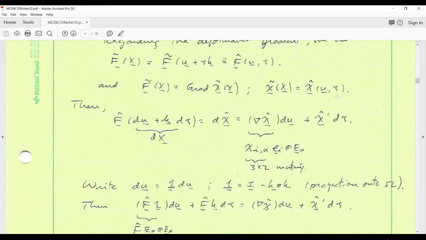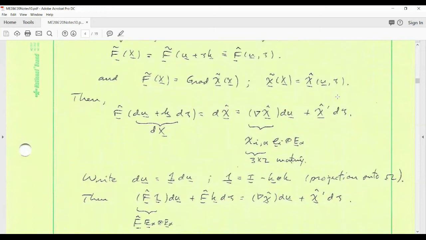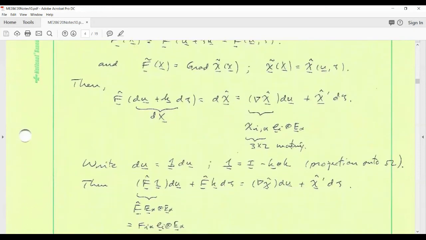I want to get an expression for the deformation gradient on the midplane, evaluated on the midplane, as well as its through thickness derivatives evaluated on the midplane. So let's remember that F dx is d chi by the chain rule.